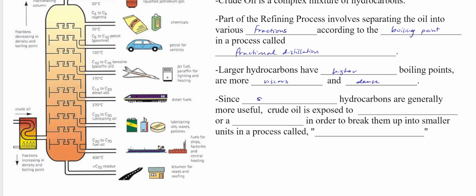Since smaller hydrocarbons are generally more useful, crude oil is exposed to heat and a catalyst in order to break them up into smaller units in a process called catalytic cracking.